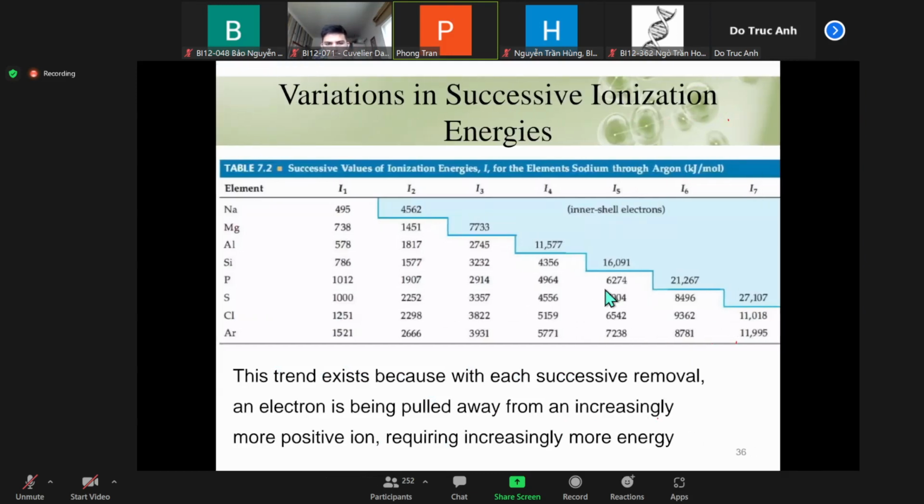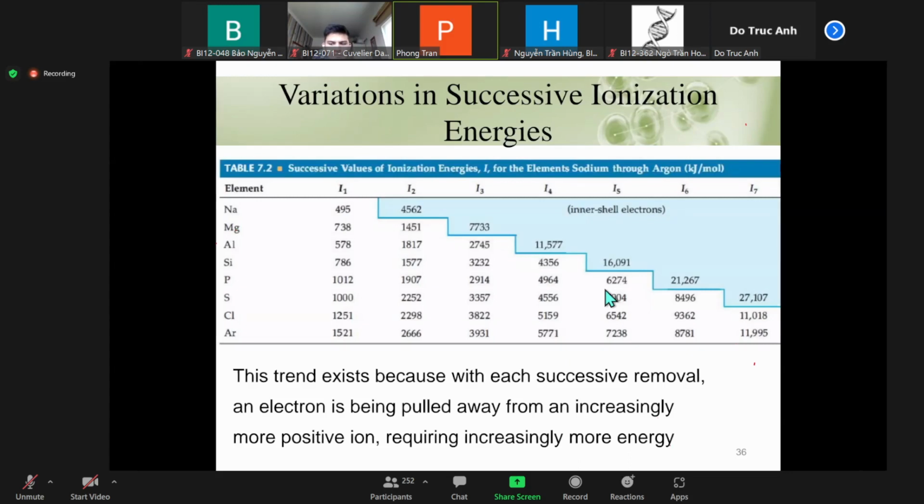So if you look at the variation in the successive ionization energy, you will see that for sodium, the I1, the first ionization energy, is very small compared with the second one. For magnesium, you see that the first one is smaller than the second ionization energy, and the third one is extremely large compared with the first one. And you see the same trend here. So the first ionization energy is always smaller than the second one, the third one, and so on. This trend exists because with each successive removal, an electron is being pulled away from an increasingly more positive ion, so it requires increasingly more energy.